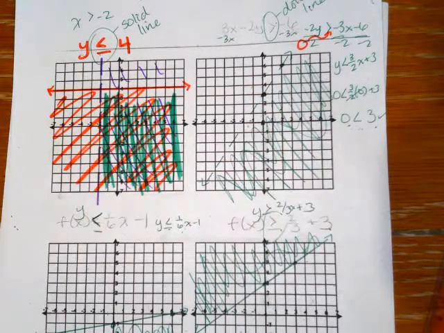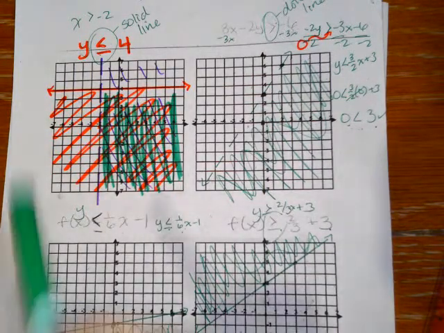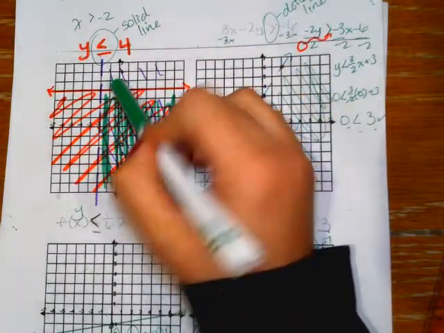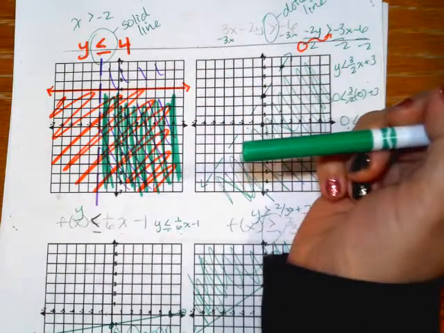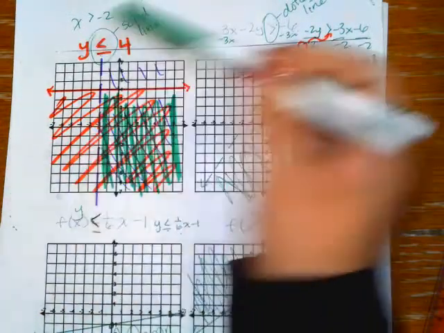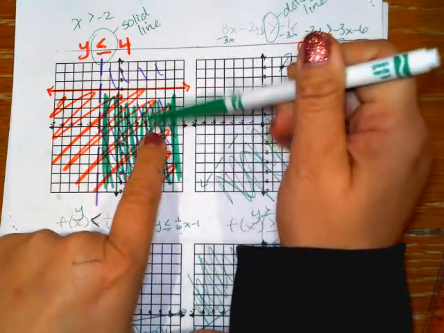Y is less than 4. Okay, so here's 4, where y is equal to 4, and we're going less than 4. Y is always equal to 4 on this line. This way is x is 4, right? This is y is 4.